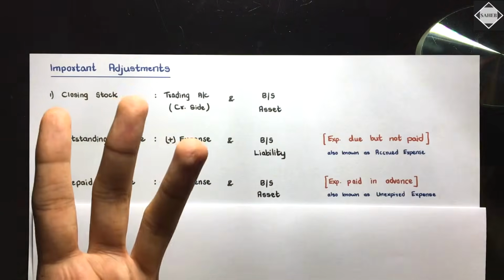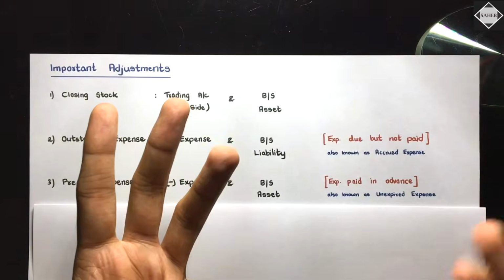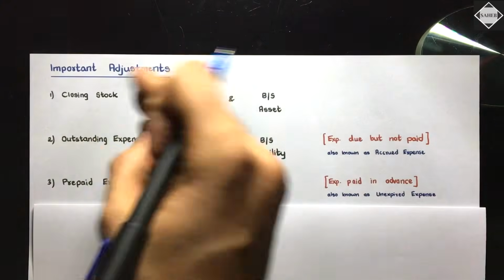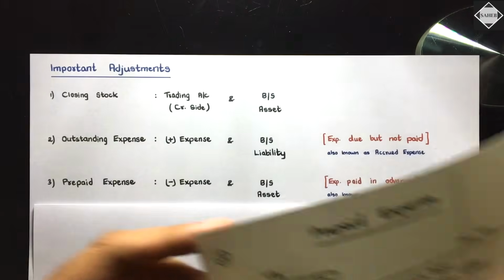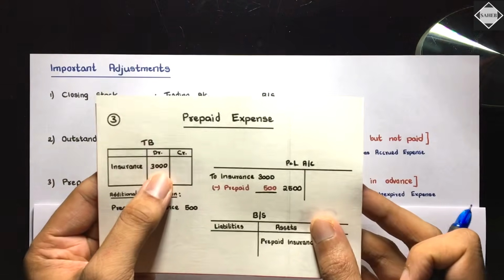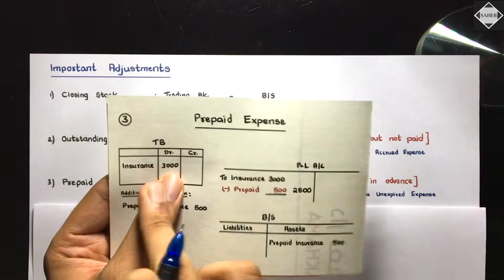But what happens? The junior accountant sees that payment has been made of insurance premium. All three are expense only. Put it in the expense account. It will go in the trial balance and it will appear. How will it appear? It will appear in the trial balance as insurance 3,000. Do you understand this? Insurance 3,000. Like this it will appear.